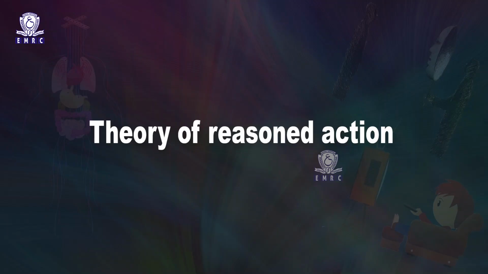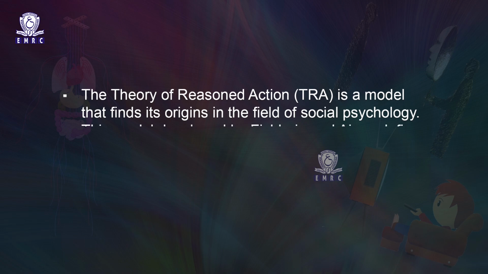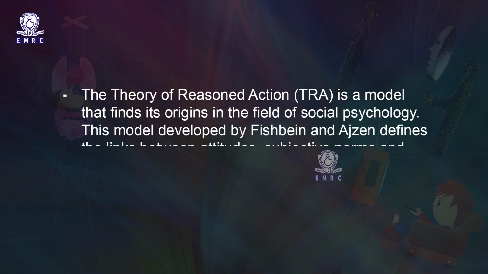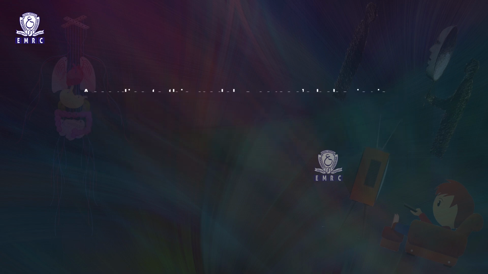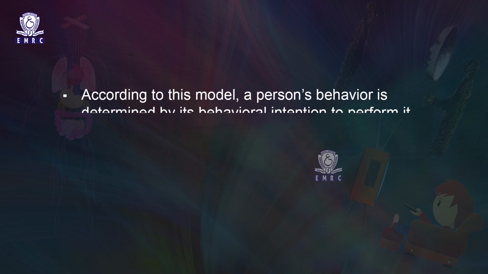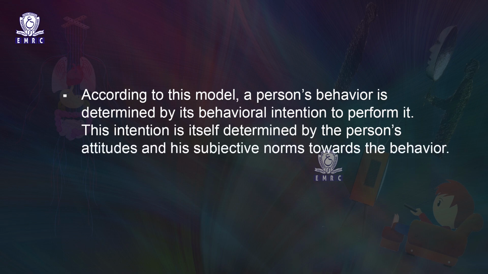Next, we are going to talk about the theory of reasoned action. The theory of reasoned action is a model that finds its origins in the field of social psychology. The model was developed by Fishbein and Ajzen. They define the links between attitude, subjective norms and behavior intentions of the individual. According to this model, a person's behavior is determined by his behavioral intention to perform it. This intention is itself determined by the person's attitude and his subjective norms towards the behavior.